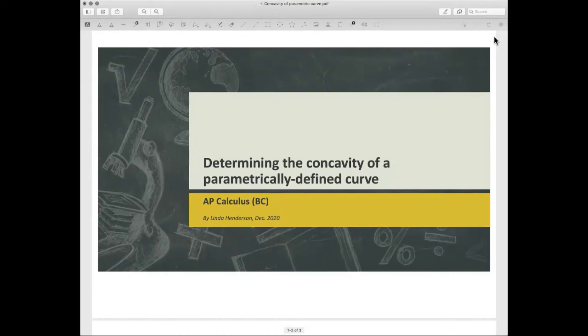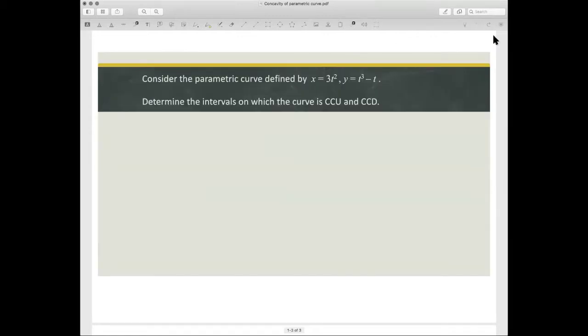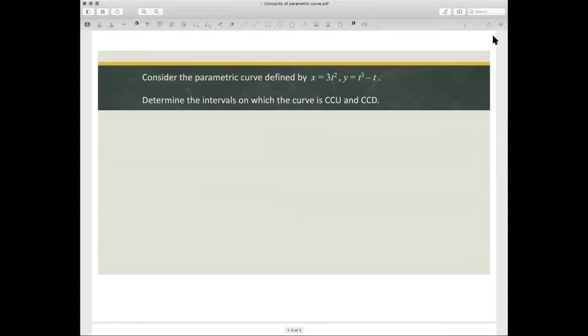Hi, everyone. Let's walk through an example of how to use what we know about finding the intervals on which a function is concave up or concave down, now applying it, though, to parametrically defined functions. So suppose we have the parametric curve defined by x equals 3t squared and y equals t cubed minus t.